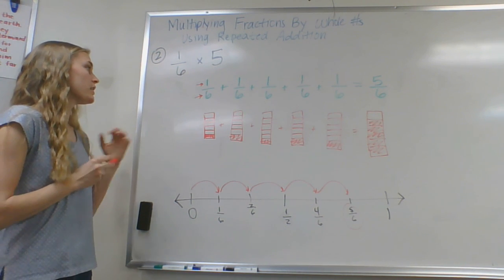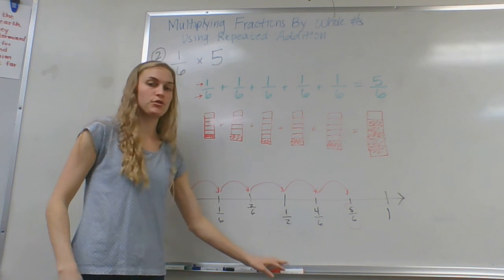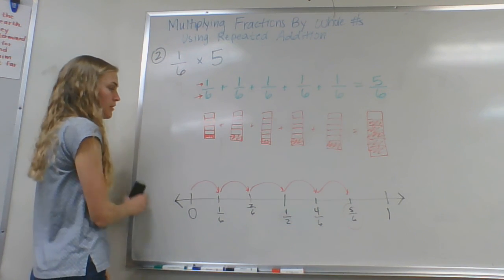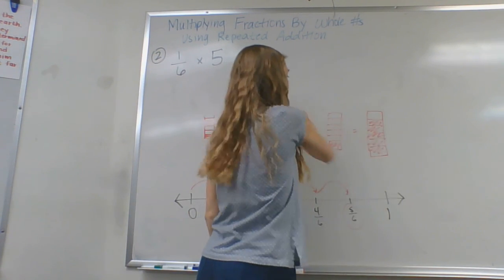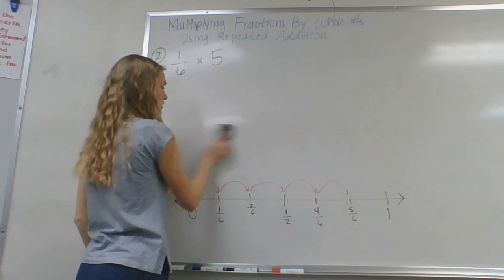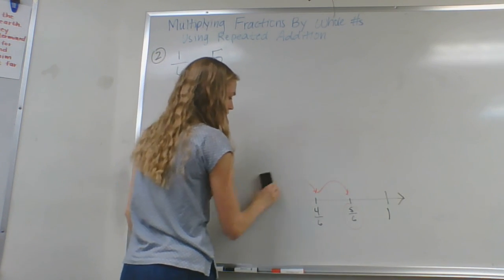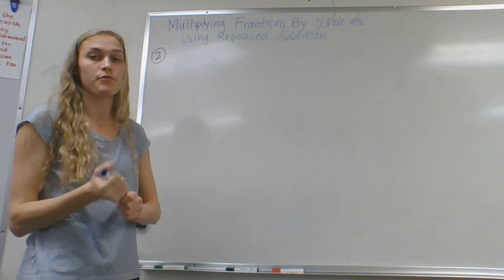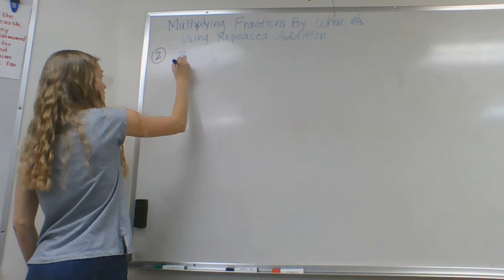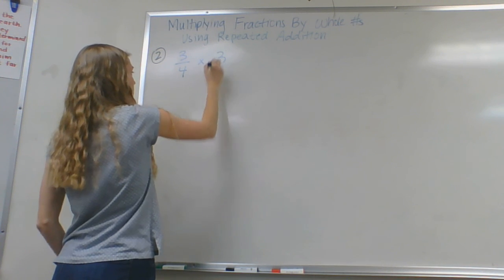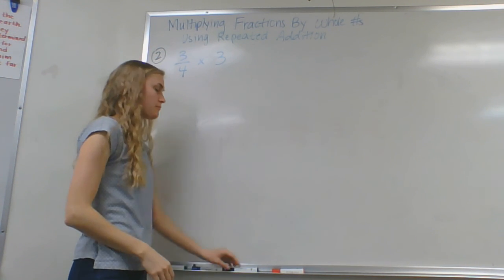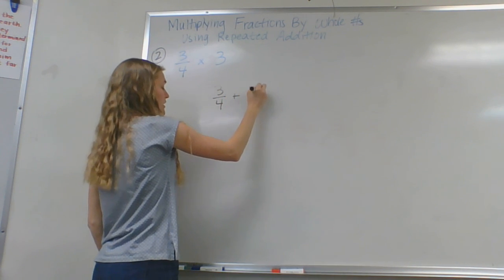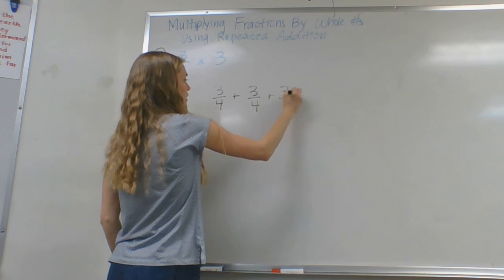Okay, so you got to show this repeated addition 3 ways. I'll do one more example, this time with a fraction that has a different number as the numerator than 1. All right, we're going to do 3/4 times 3. So 3/4 times 3 would be 3/4 added 3 times. 3/4 plus 3/4 plus 3/4.